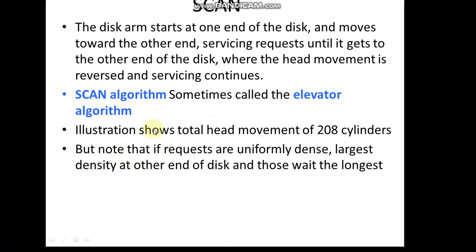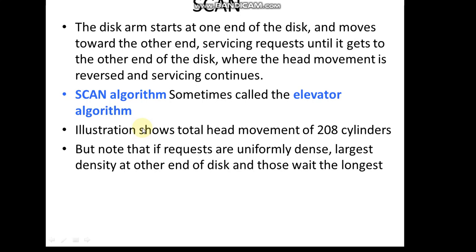We'll take the same example, where the total head movement was 208 cylinders. But if requests are uniformly dense, the largest density is at the other end of the disk, and those requests wait the longest. So what is the meaning of that? We'll see after looking into an example of how the SCAN algorithm works.